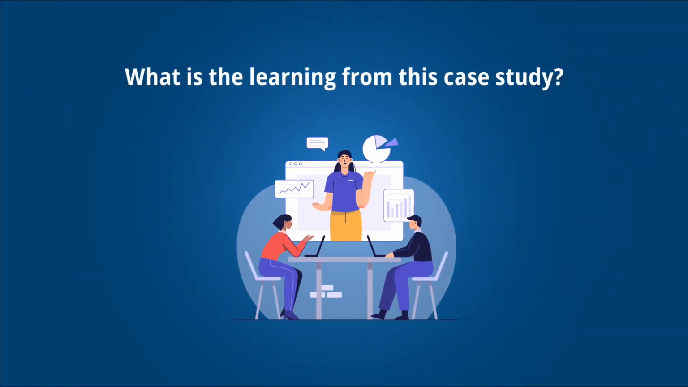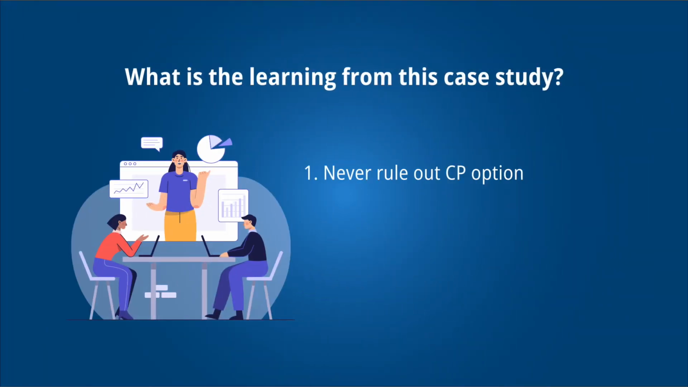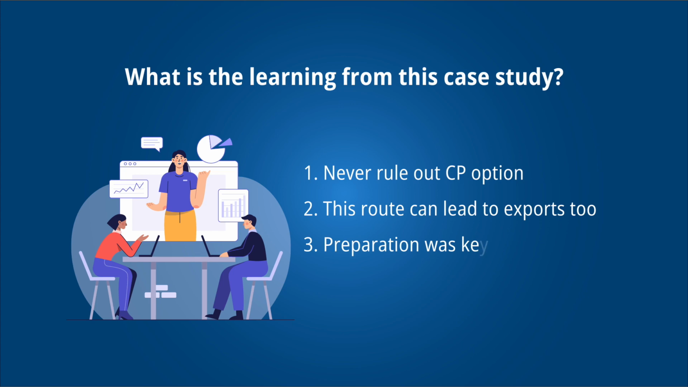What are the lessons to take away from this case study? Number one, never rule out a channel partner. Always consider it and keep it in your mind. And this route can lead to export. How? Because your channel partner can open the door for some export. His contacts may be there. That is a possibility. Preparation is the key, as we saw.